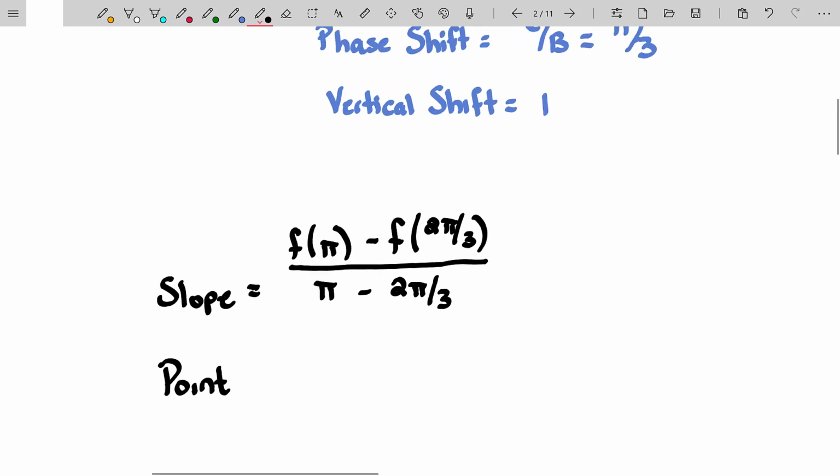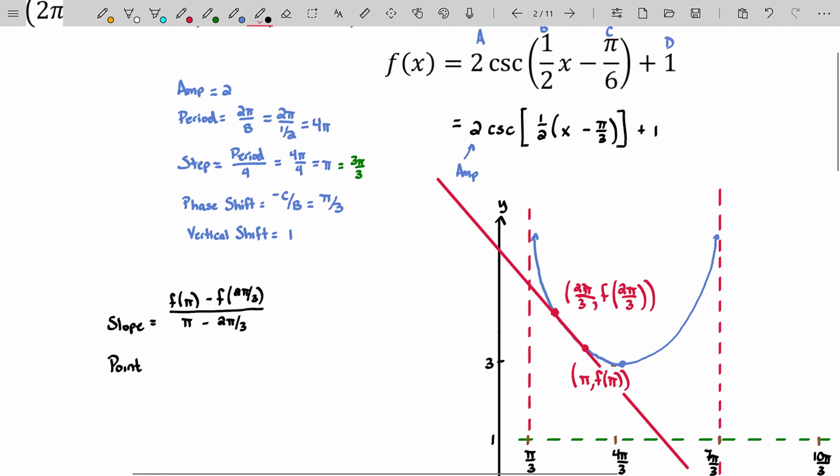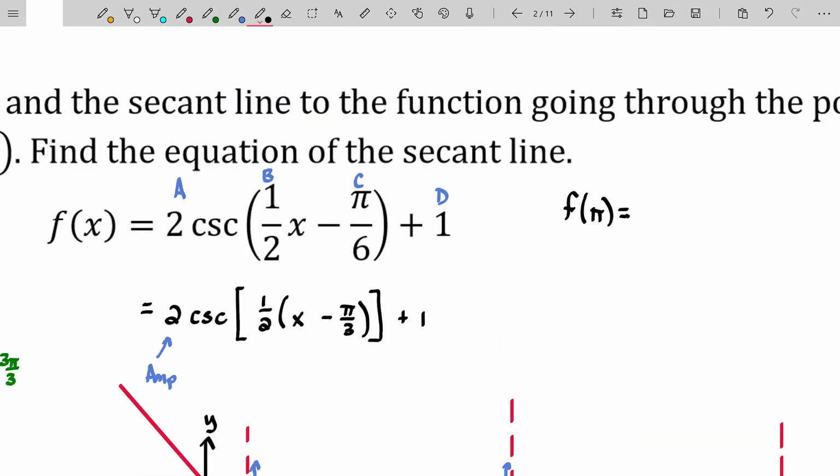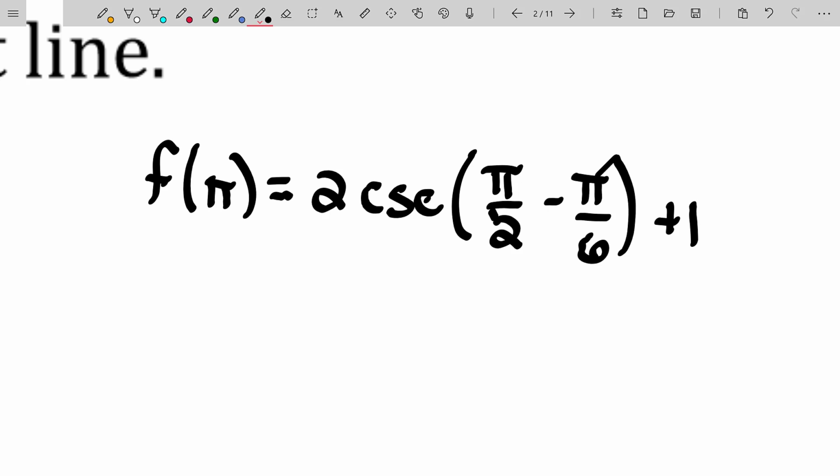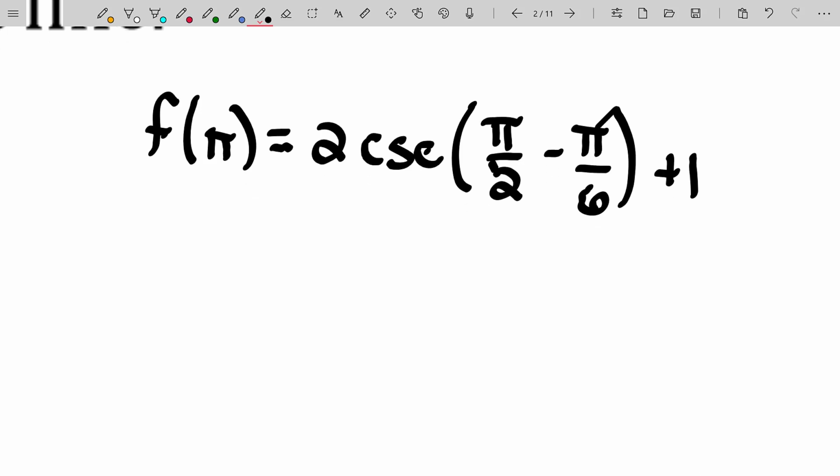So plugging in pi to f here, f at pi is just going to be 2 cosecant of pi over 2 minus pi over 6. Sorry, my pen on my digitizer tends to go wacky sometimes. Let's see, pi over 2 is 3 pi over 6 minus pi over 6. 3 pi over 6 minus pi over 6 is 2 pi over 6 or pi over 3. So that's 2 cosecant of pi over 3.